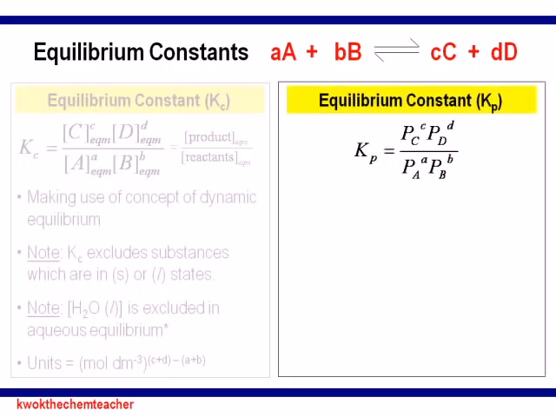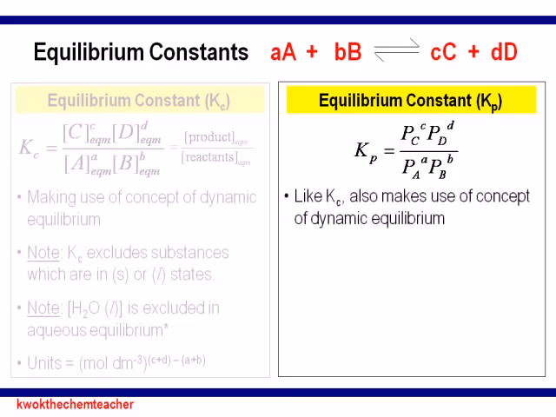The other equilibrium constant that we normally talk about is Kp, and Kp assumes that A, B, C and D are all gaseous. If they are all gaseous, the Kp expression will be the partial pressure of C to the power c multiplied by the partial pressure of D to the power d, divided by the partial pressure of A to the power a multiplied by the partial pressure of B to the power b. Like the Kc expression, the Kp also makes use of the concept of dynamic equilibrium. It is applicable for gaseous reactants and products.